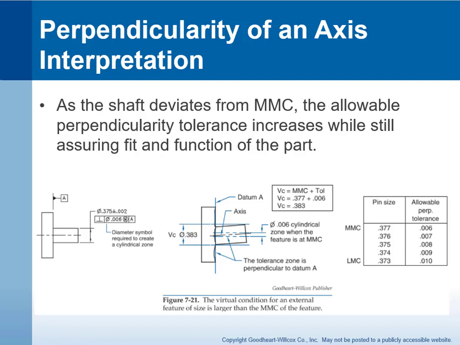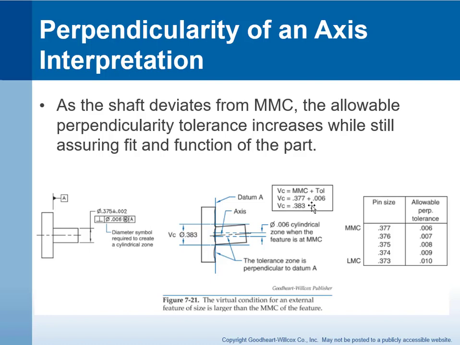This one we're using an MMC modifier here. It's giving us a virtual condition. We have 375 plus or minus 2. Our virtual condition would be our maximum size. Again, this is an external feature, so our maximum size is 377, and since we're talking an external feature, we're going to add the 6 thousandths to get to our virtual condition. So our virtual condition here is 383.